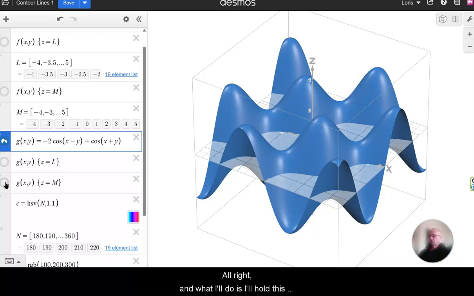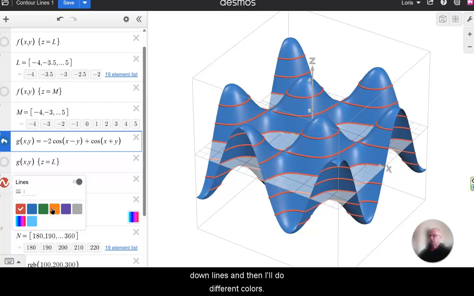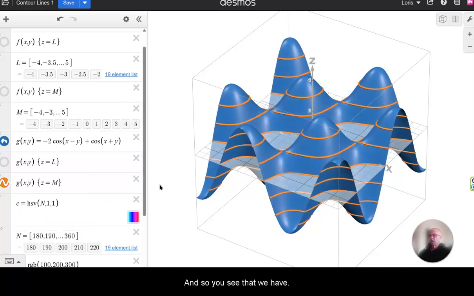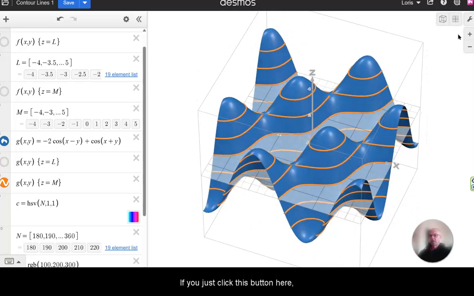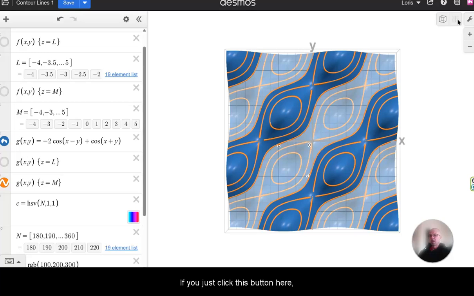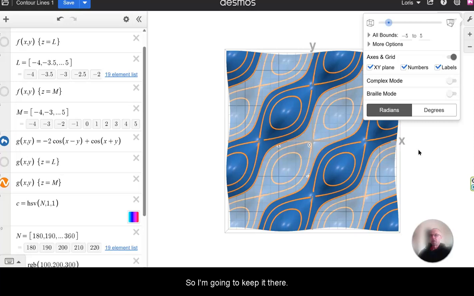All right, and what I'll do is I'll hold this down, lines, and then I'll do different colors. Maybe I'll do orange. And so you see that if you just click this button here, this is the view from Z looking down onto the XY plane. So these are called contour lines. And if you want, you can get rid of the XY plane here, so it looks like that. But then you don't know what's below and what's above. So I'm going to keep it there.